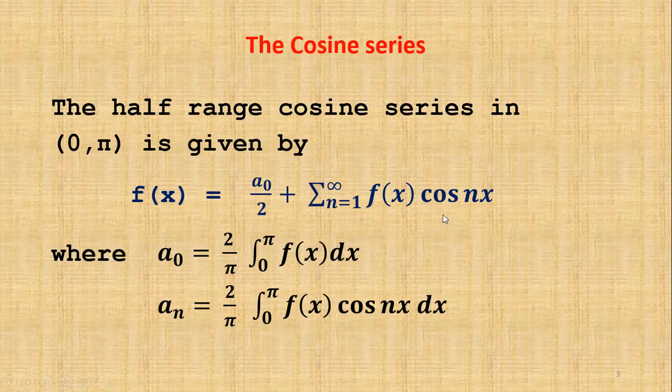Okay, these are a naught and an terms. This is an, where an is equal to 2 by pi into integral 0 to pi f of x into cos nx dx, and a naught is equal to 2 by pi into integral 0 to pi f of x dx. This is the half range cosine series. It contains an a naught term and an an term, and the half range sine series contains only the sine term. That means only the bn term.